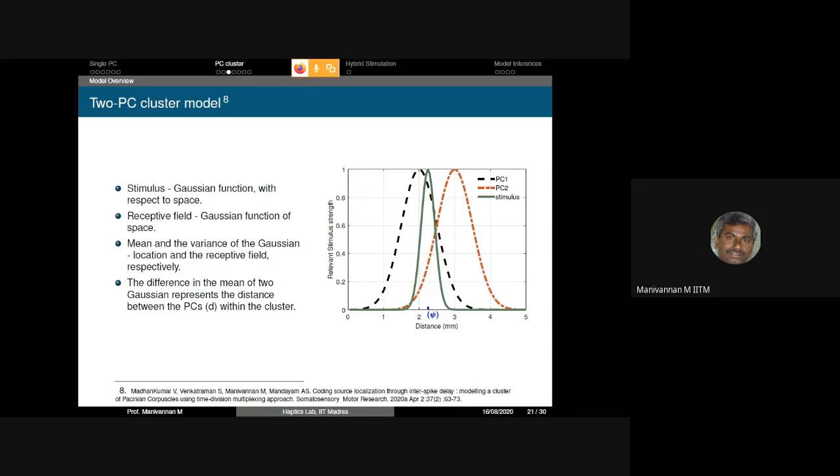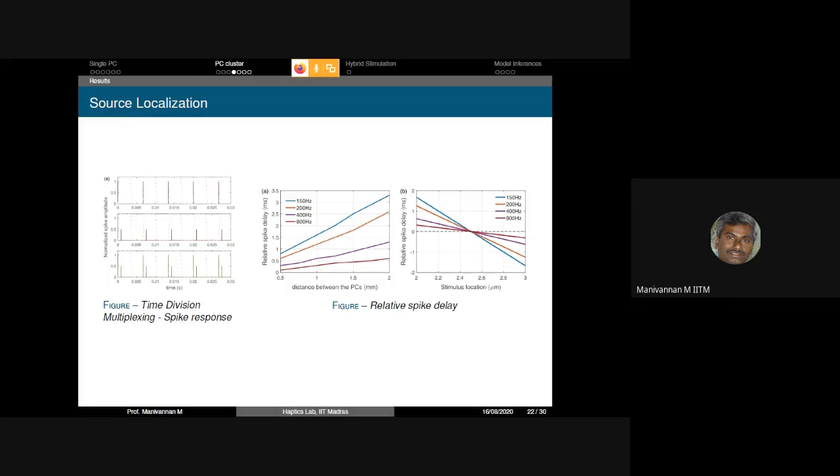So in the picture you can see that the middle solid line shows where the stimulus is. The dotted lines, green and red, are the locations at which the 2 different PCs are. Each PC has a Gaussian receptor field. The mean and variance of the Gaussian receptor field tell you the location and the responsive receptor field. The difference in the mean of the 2 Gaussians represents the distance between the PCs within the cluster. Now we have varied this distance between the two PCs and the location of the stimulus between them, and we got the graphs again.